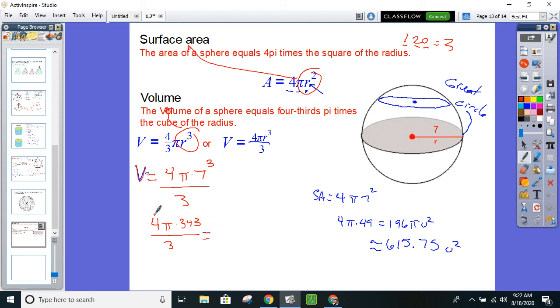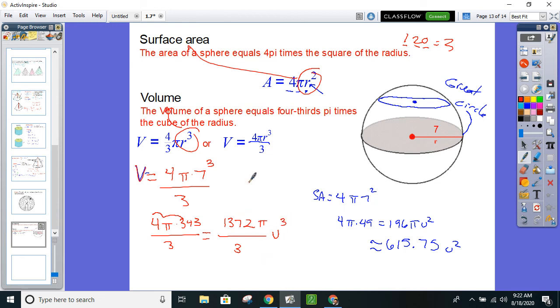So then we just multiply 4 times 343, which gives us 1,372 pi over 3. Add these digits again: 1 plus 3 is 4, plus 7 is 11, plus 2 is 13. 13 is not divisible by 3, so nope. This right here is the exact answer, the non-decimal, in units cubed.